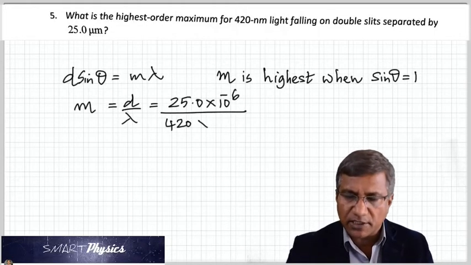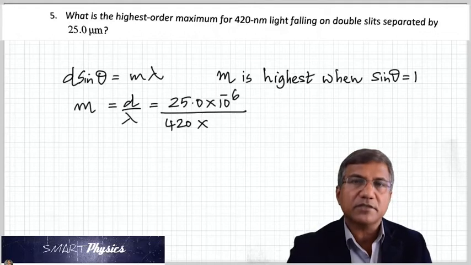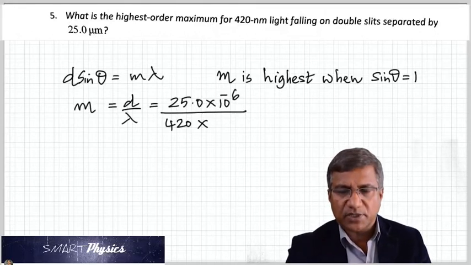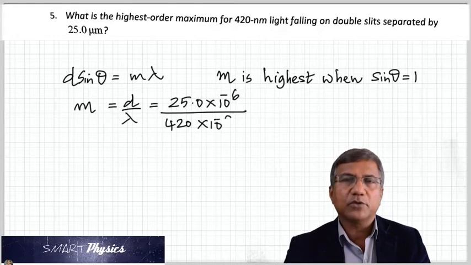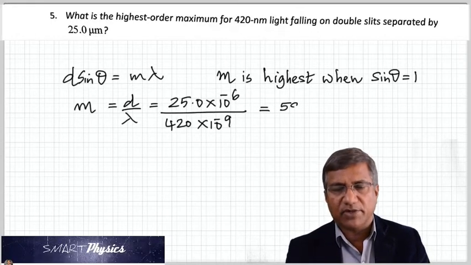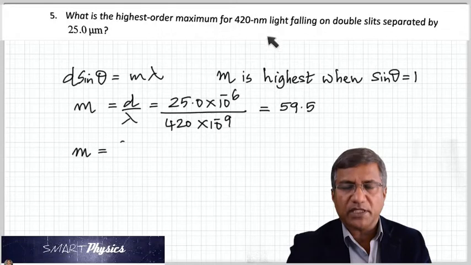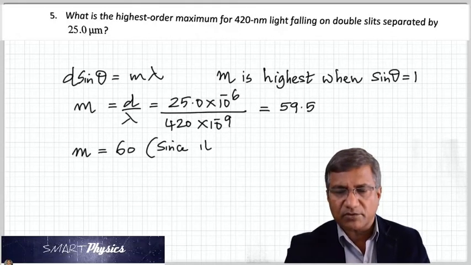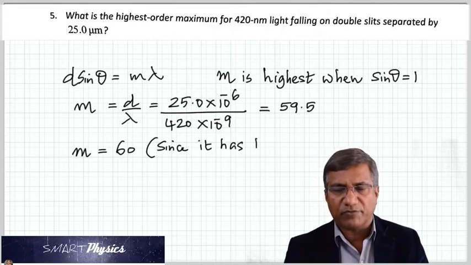Notice d is given in micrometers. Micro means 10 to the negative 6. So that's why it's 25.0 times 10 to the negative 6 divided by 420 nanometer. That's 10 to the negative 9. And you do the calculations, you get 59.5.